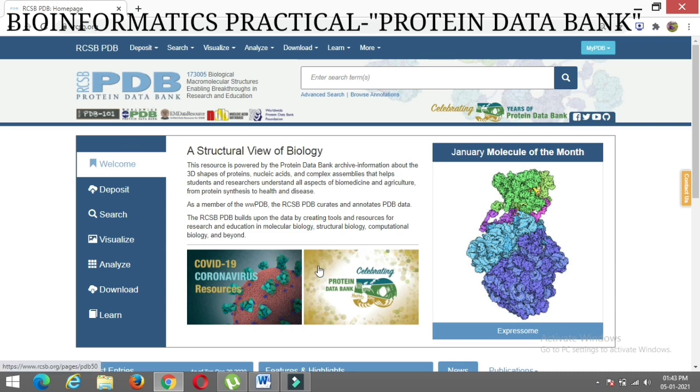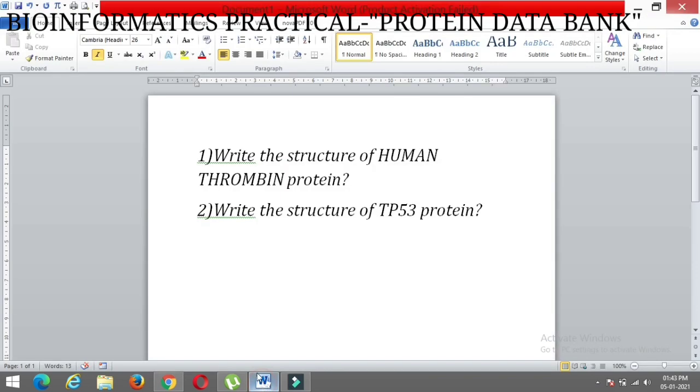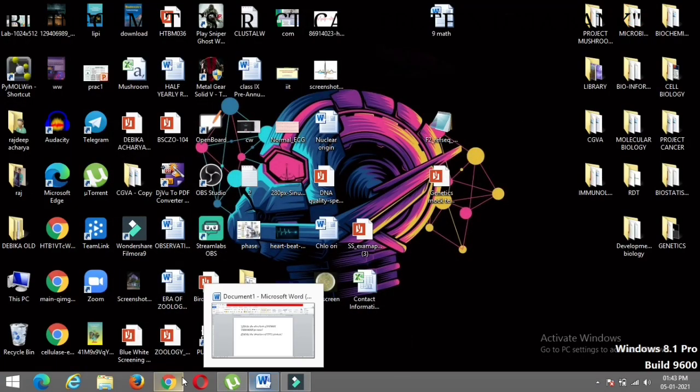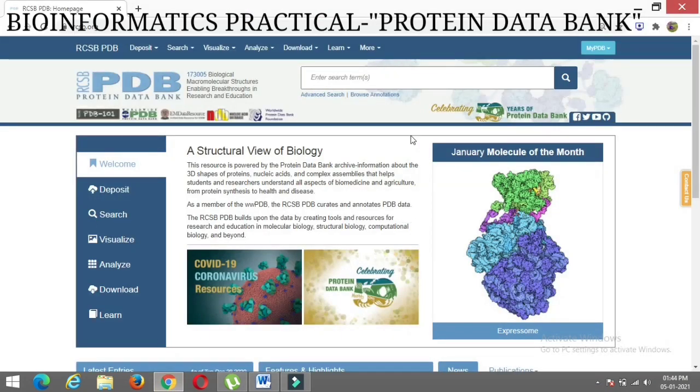This is the database of the Protein Data Bank, the PDB database, and here we can access any kind of protein that has been discovered by recognized scientists. Suppose you have a question: write the structure of human thrombin protein. Then to get the answer, you just have to write human thrombin protein here, because in PDB you can access any kind of protein and get your protein of interest.